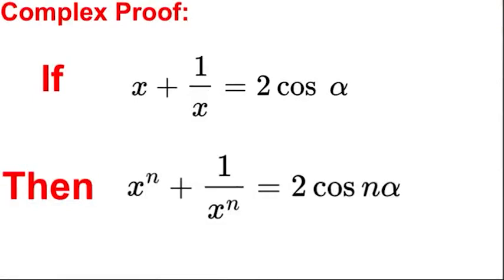Today we have a very interesting problem. It is a complex proof, and we're proving that if x plus 1 over x is equal to 2 cos alpha, then x to the power of n plus 1 over x to the power of n is equal to 2 cos n alpha. So if you're new to the channel, maybe pause the video and give it a go and let me know how you got on.